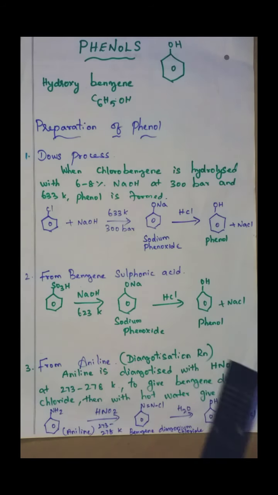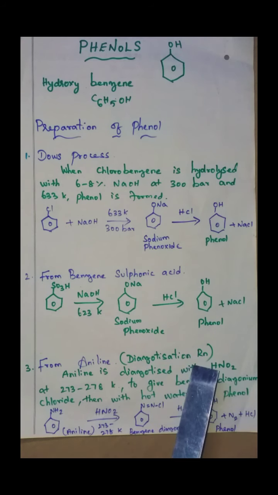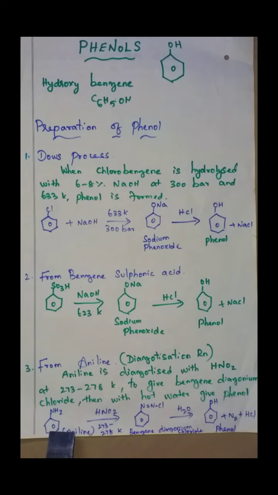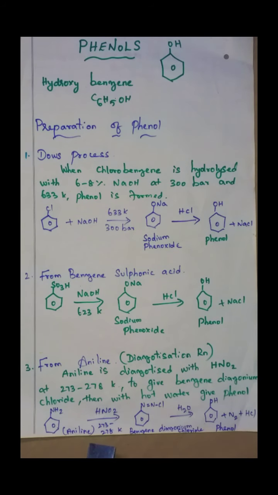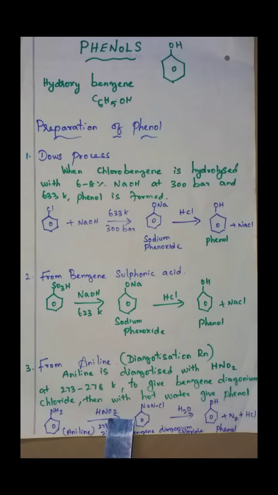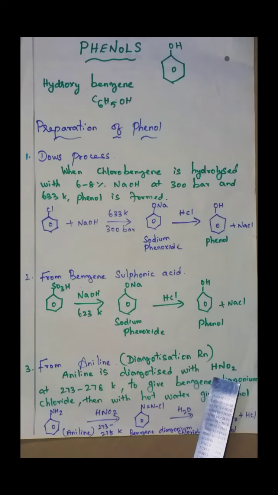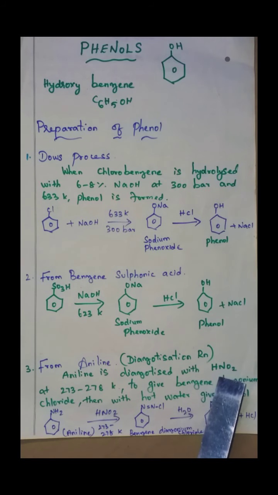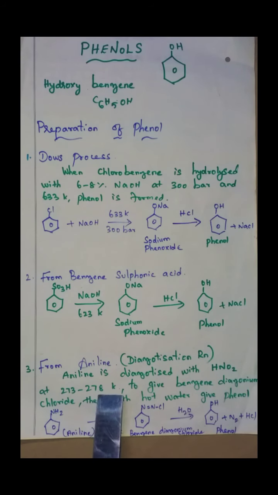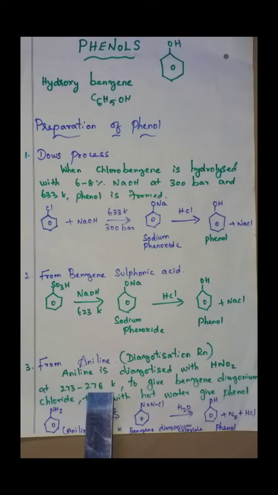Then the third one is a name reaction called the diazotization reaction. Diazo is N double bond N, so diazotization reaction is how we can prepare phenol from aniline. The aniline structure is C6H5NH2, amino benzene or otherwise called aniline. When aniline is diazotized with HNO2, that is nitrous acid, at 273 to 278 Kelvin, more or less 0 degree Celsius temperature.